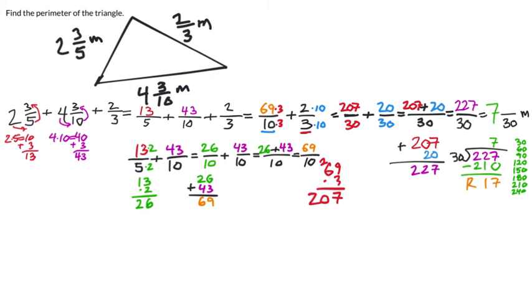So 7 is the whole value. The remainder of 17 is the numerator of the fraction. 7 and 17 30ths. Just a quick check. Yeah, I don't see that this fraction can be simplified either. So it looks like we reached the end of this problem. 7 and 17 30ths is just the final answer on this one. That would be the perimeter around our original triangle up here.